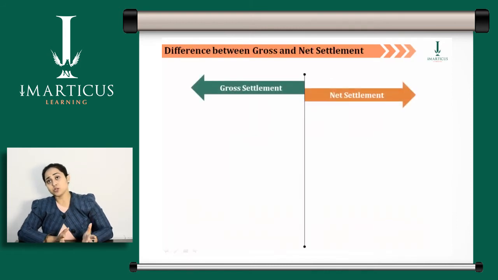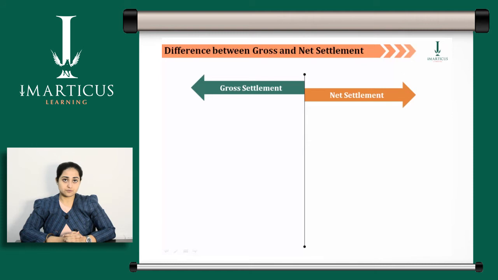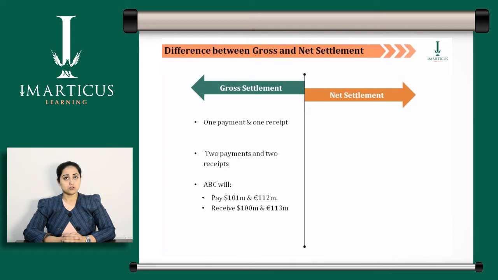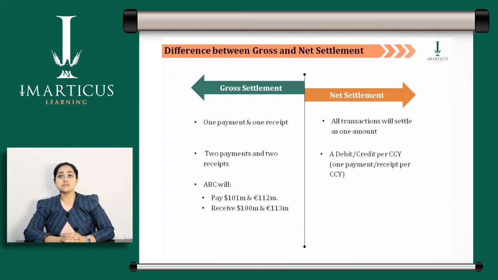So, what are the key differences between gross and net settlement methods? Let's find out. Under the gross type, every transaction will have one payment and one receipt. Hence, using the example we just saw, there will be two payments and two receipts. ABC will pay $101 million and 112 million euros and receive $100 million and 113 million euros. Under the netting type, all transactions within the netting criteria will settle as one amount. There will be either a debit or credit per currency, that is one payment or receipt per currency. Using the above example, ABC will pay $1 million and receive 1 million euros.